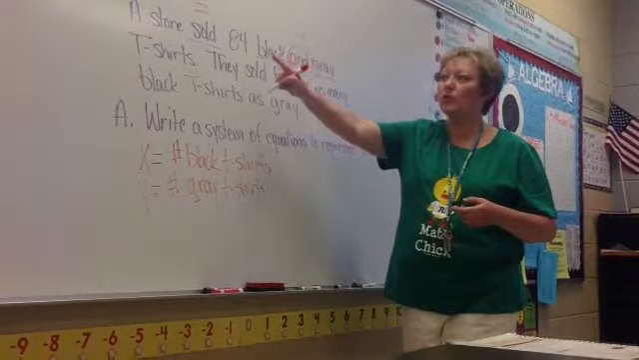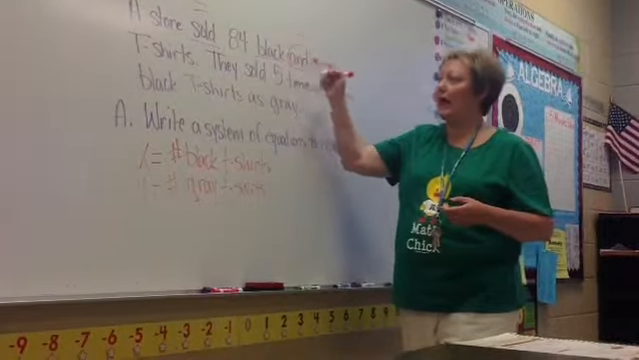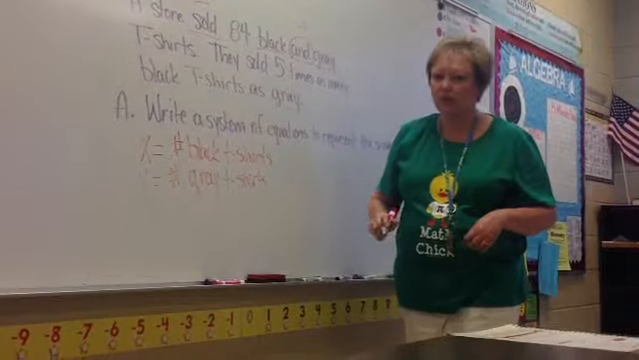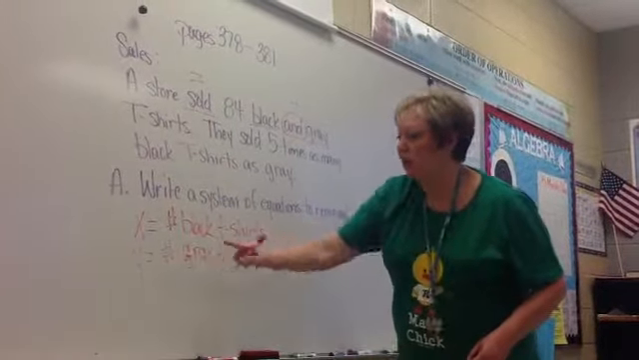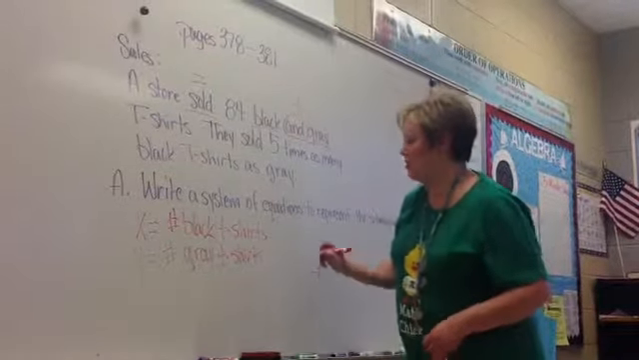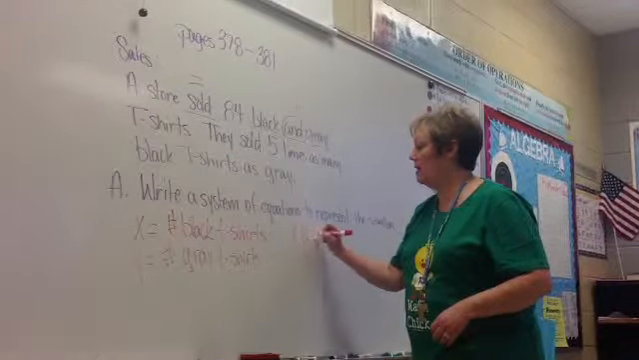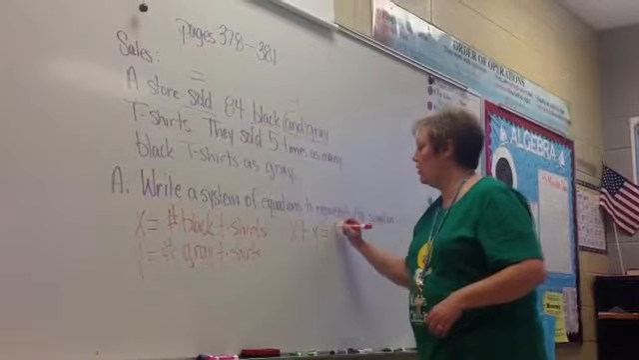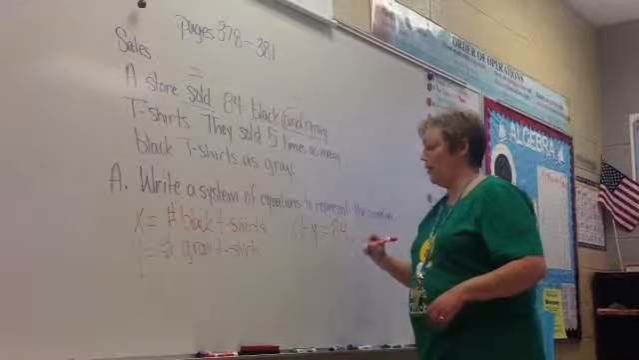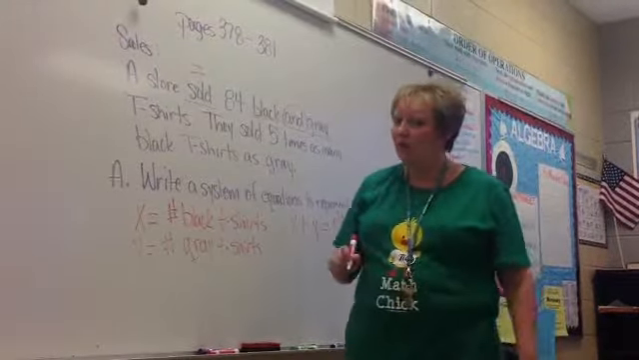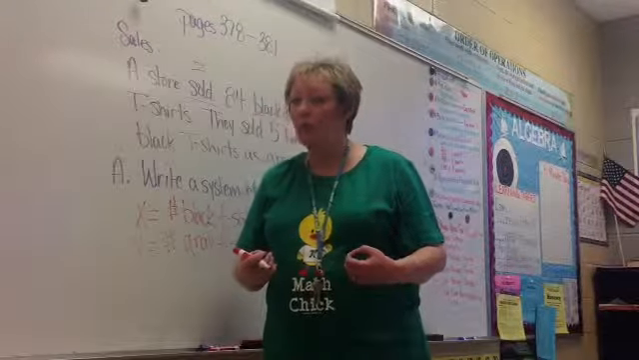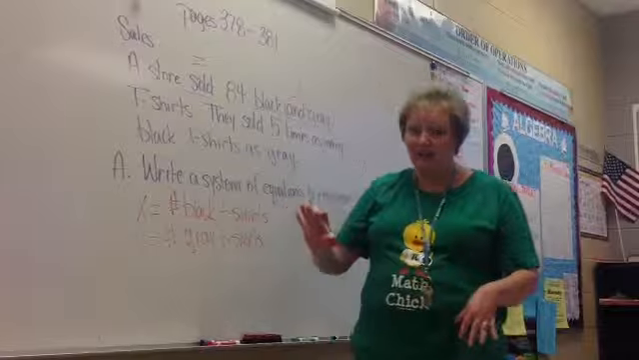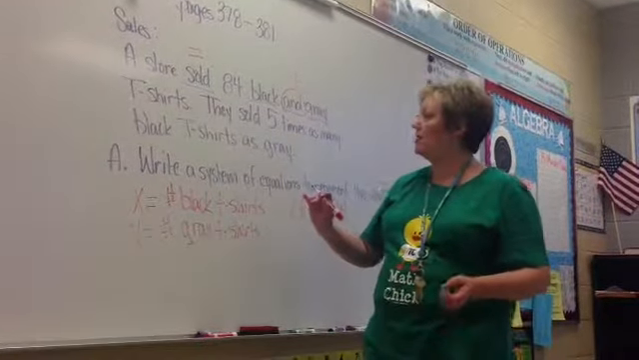A store sold 84 black and gray t-shirts. How about this? X equals the number of black t-shirts. Y equals the number of gray t-shirts. X plus Y equals 84. There's our first equation. Now we've got to get our second one. Let's look at the second sentence and see what information we can gather here, and then we're ready to solve our system of equations.